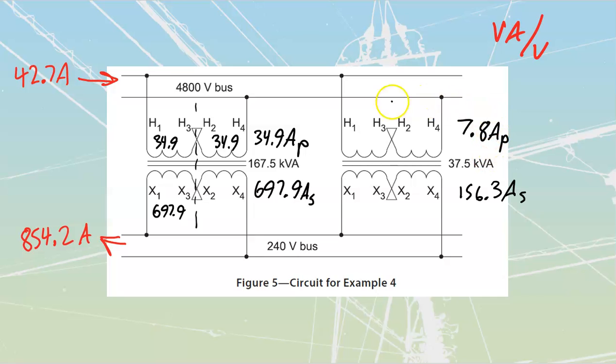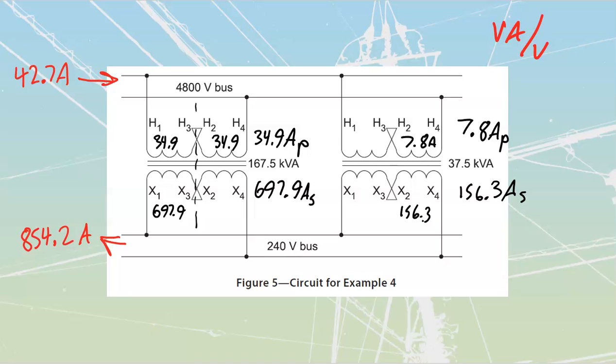This one over here, same way. If I take a look at 7.8 amps, I see that all of it has to pass through this winding, all of it has to pass through this winding. So each of my individual windings are going to be good for 7.8 amps over here. Same with this 156.3. All of that 156.3 has to go through there, and then all through there. 156.3 through there as well.